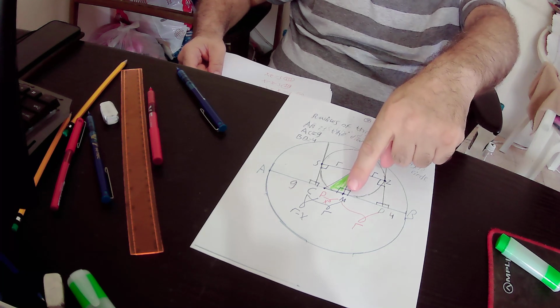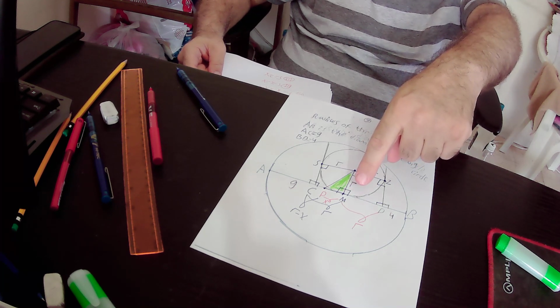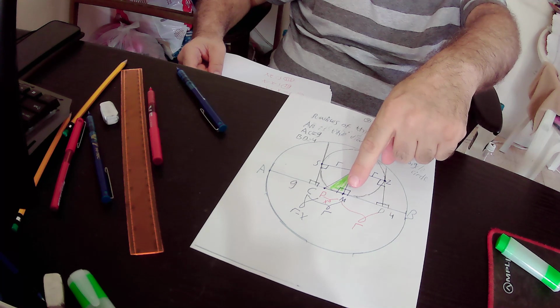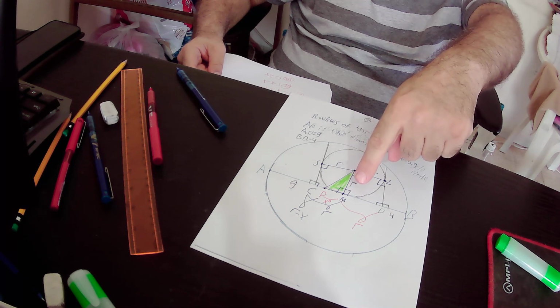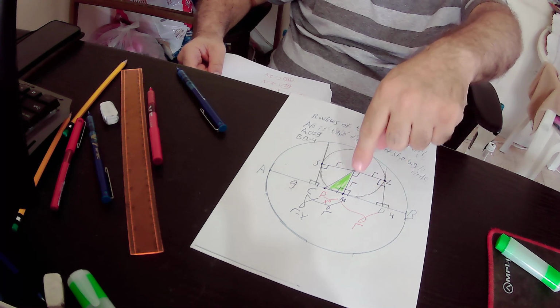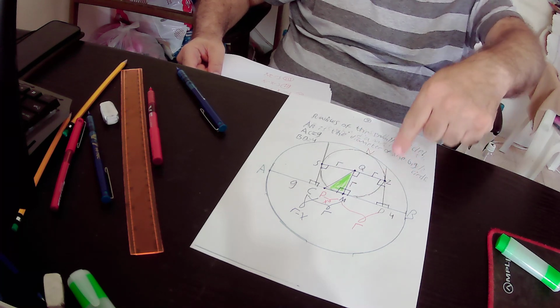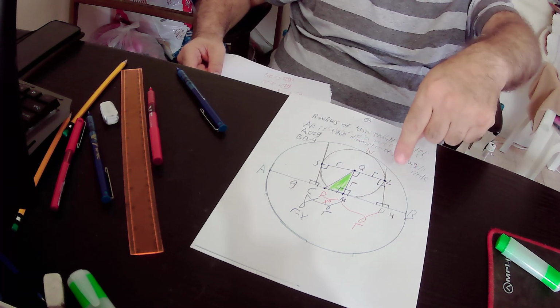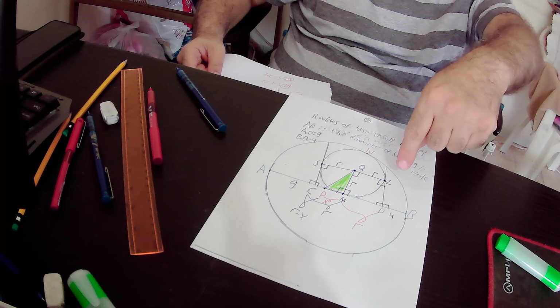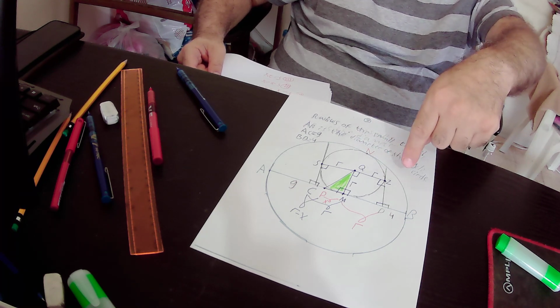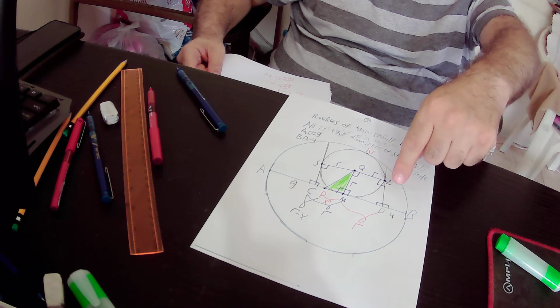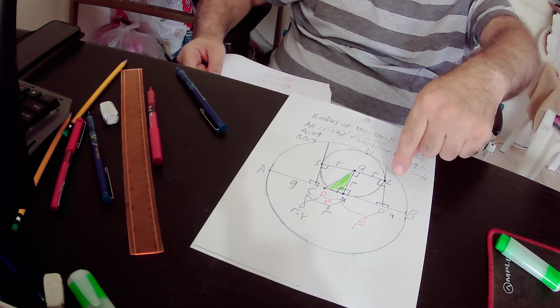Here we have the second tangent to the circle, and the launch point between the tangent and the circle is at point M. And here we have the third tangent to this circle, and the launch point between the circle and its tangent is at point Z.